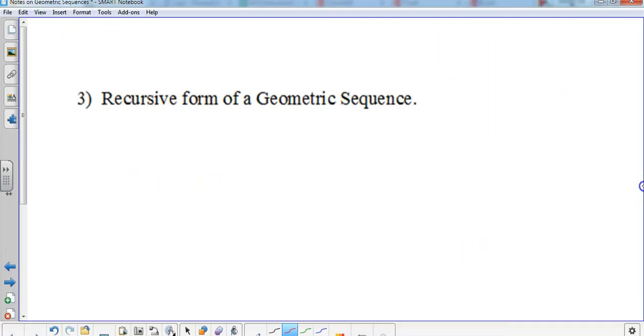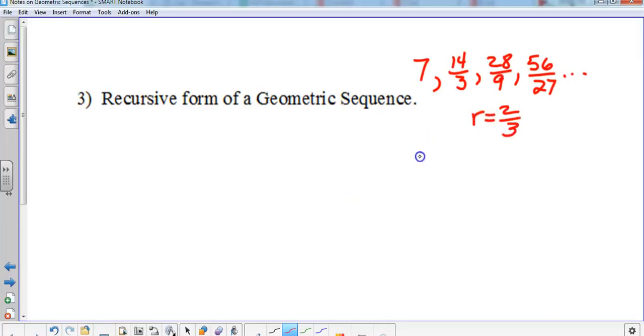What is a recursive form? Let me make up something here. Okay, the ratio is 2/3. Journey figured that out. How do you write the recursive form? Do you remember what that means? Good job. It's based on the previous term.